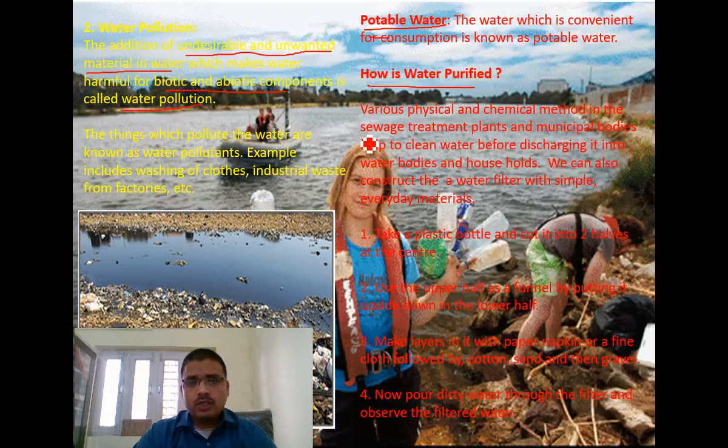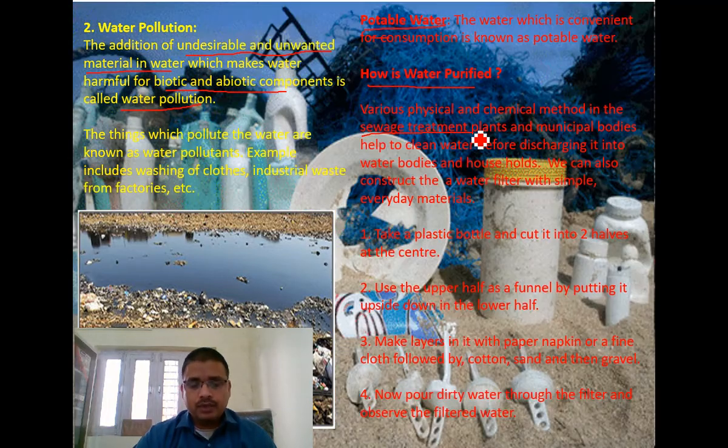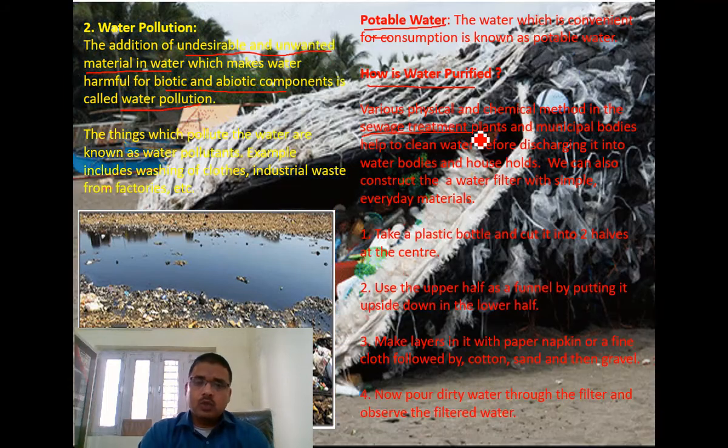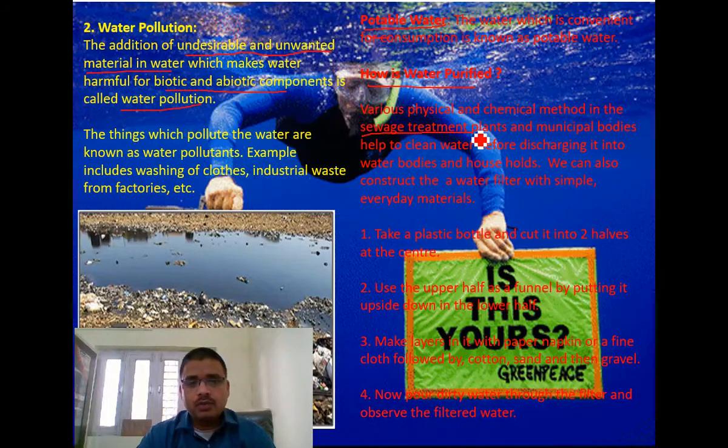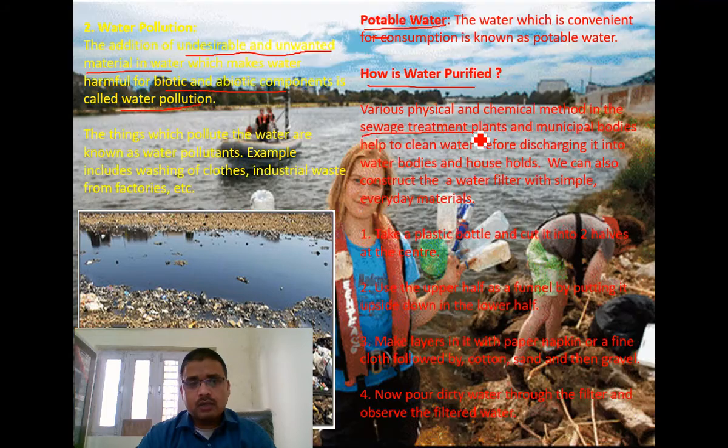These sewage treatment plants help to clean the water before discharging it into water bodies and household activities. When sewage water comes from different sources in particular areas where a WWTP is established, the water gets purified at the plant. After that, it is sent to the water bodies and household activities.